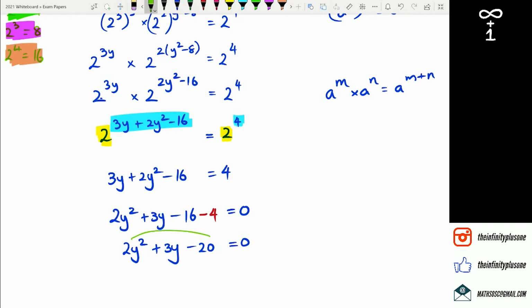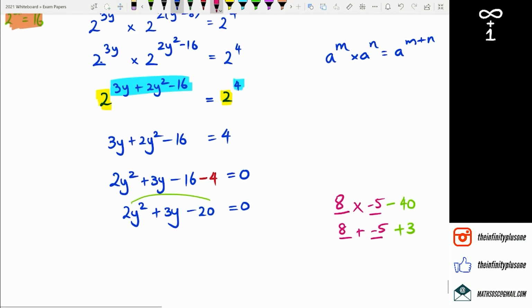The way I work it out, 2 times negative 20 is negative 40. So I'm looking for two numbers that multiply to negative 40 and add up to positive 3. In this case, it's going to be 8 and negative 5. And that's what I'm going to split that 3y as. So I'm going to get 2y squared.